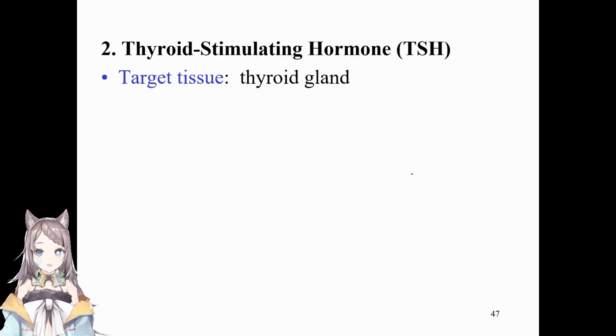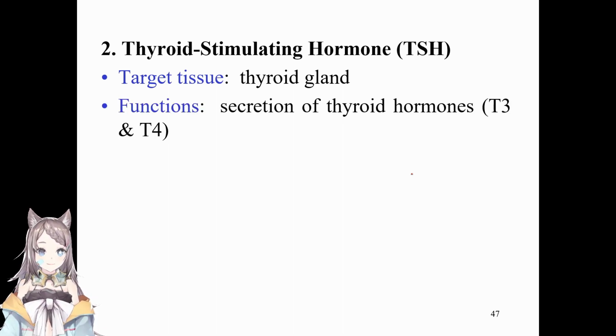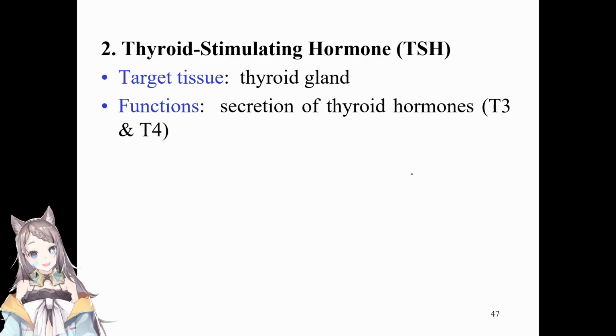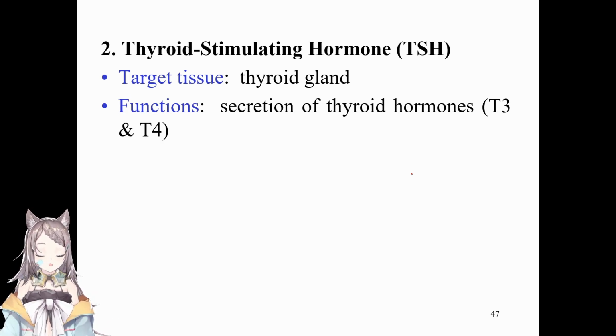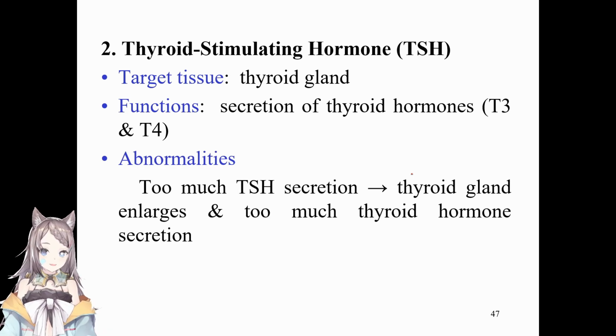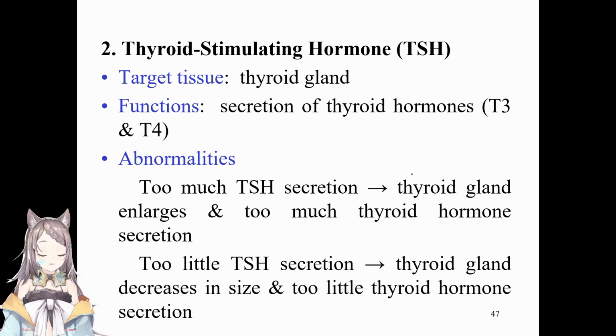Next, you have your thyroid stimulating hormone. The primary target is your thyroid gland. So it secretes thyroid hormones T3 and T4. Thyroid stimulating hormone does not act as thyroid hormones. It only causes the thyroid to produce thyroid hormones. So if you have abnormalities with your TSH, too much TSH can cause enlargement of the thyroid and too much thyroid hormone secretion. Too little will cause the thyroid to shrink, and too little thyroid hormone secretion.